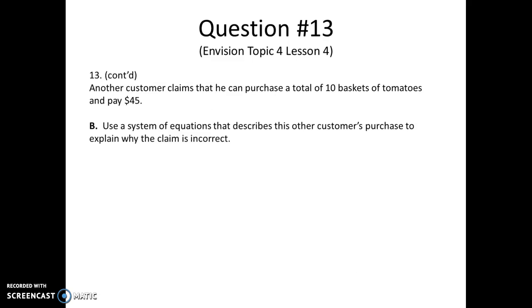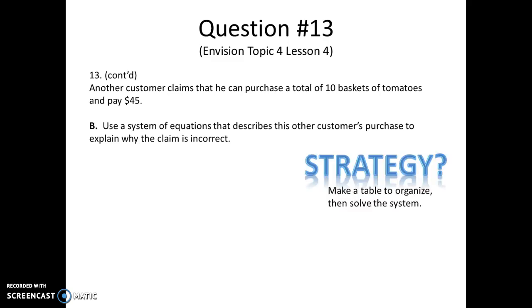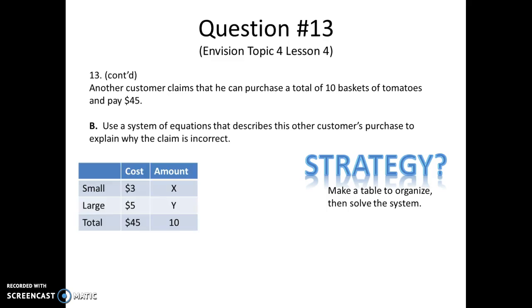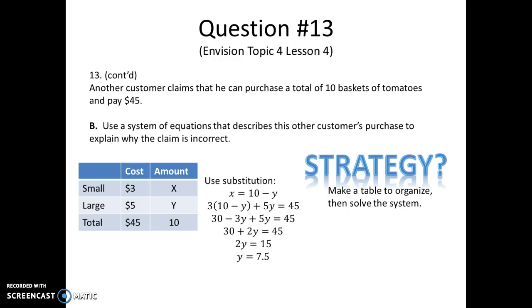Number 13, continued. Another customer claims that he can purchase a total of 10 baskets of tomatoes and pay $45. So use a system that describes this other customer's purchase to explain why this claim is incorrect. Strategy? Same as Part A. The table is similar to Part A with the totals changed. So when we solve it like before, we find that y equals 7.5. But we can't buy half a basket. So this customer must be incorrect. How'd you do with that one?